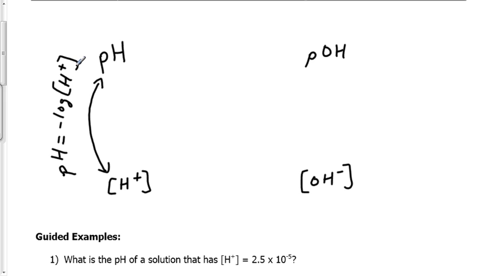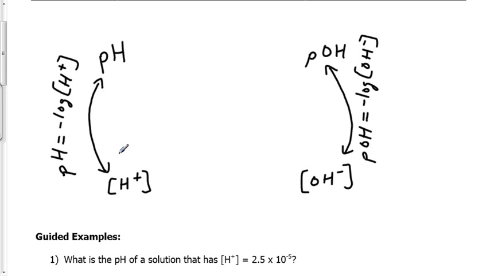Likewise, if we want to find the pOH, we're going to do the exact same thing with the hydroxide ion. So the pOH is equal to the negative log of the concentration of hydroxide.